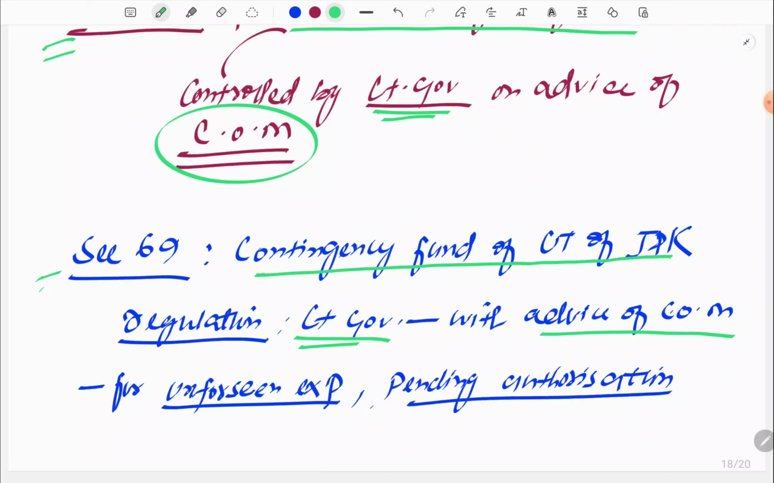It is actually a kind of expenditure which is used when there is some unforeseen expenditure, or when there is some pending authorization or pending amount which the government owes to someone, or which the government has to use in a transaction. So to meet an unexpected expenditure, the money can be taken out of the contingency fund with prior recommendation of the Lieutenant Governor with the advice of the COM.